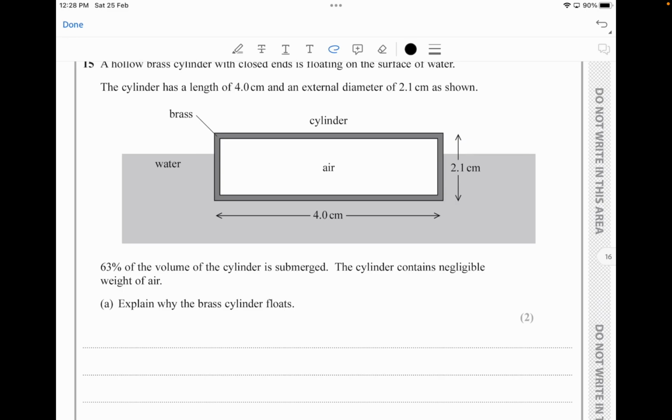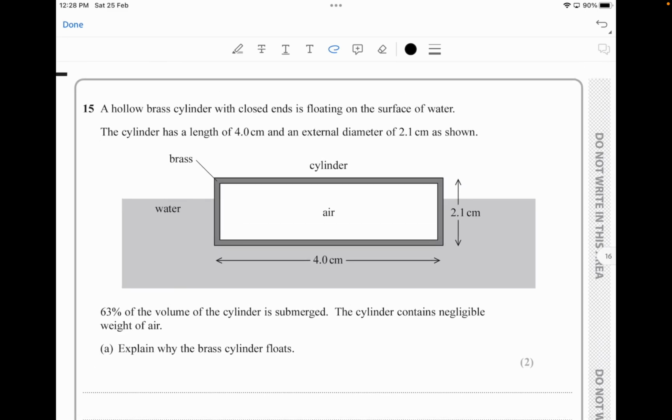Okay, now the next question is mostly going to be about upthrust and fluids. A hollow brass cylinder with a closed end is floating on the surface of water. The cylinder has a length of about 4.0 centimeters and an external diameter of about 2.1 centimeters as shown. 63% of the volume of the cylinder is submerged. The cylinder contains negligible weight of air. Explain why the brass cylinder floats.